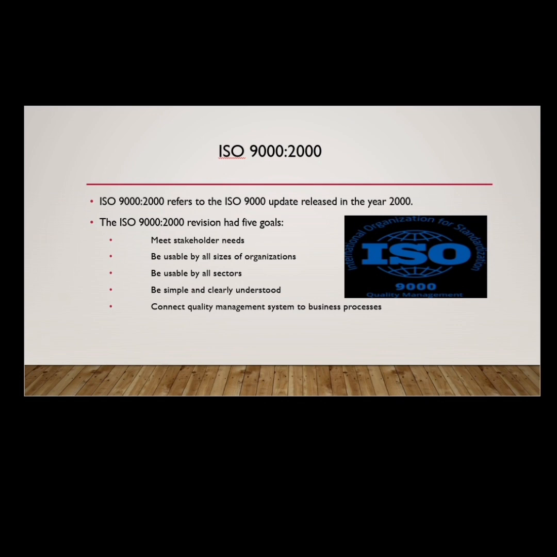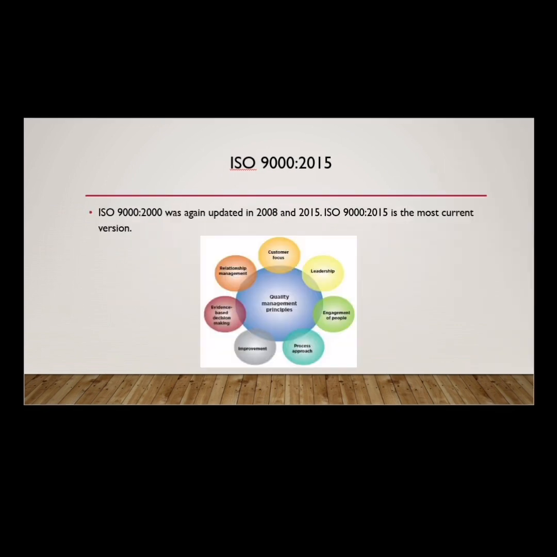The next is ISO 9000:2015. The ISO 9000:2000 standard was again updated in 2008 and 2015. This ISO 9000:2015 standard is the most current version. It is based on 7 quality management principles: customer focus, leadership, engagement of people, process approach, improvement, evidence-based decision making and relationship management.